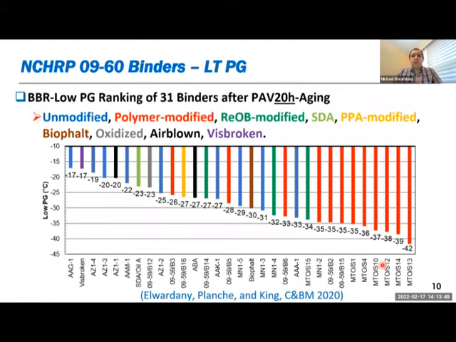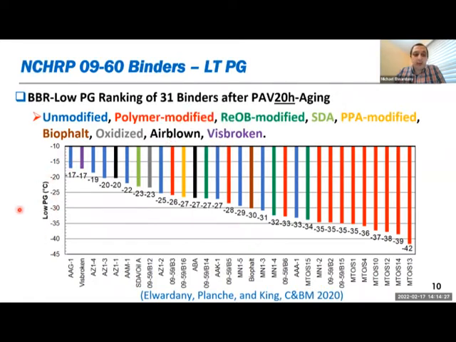Next, what we did in 960, we got a lot of binders with different properties. We tried to address the current market. So we collected unmodified binders, polymer modified binders here in red, re-refined engine oil bottom modified binders, so those have re-refined engine oil recycled material, SDA, which is the solvent deasphalted blend, PPA modified, polyphosphoric acid modified, Biofalt, so that's from biomaterial, oxidized blend and air-blown binders here, and visbroken binders.